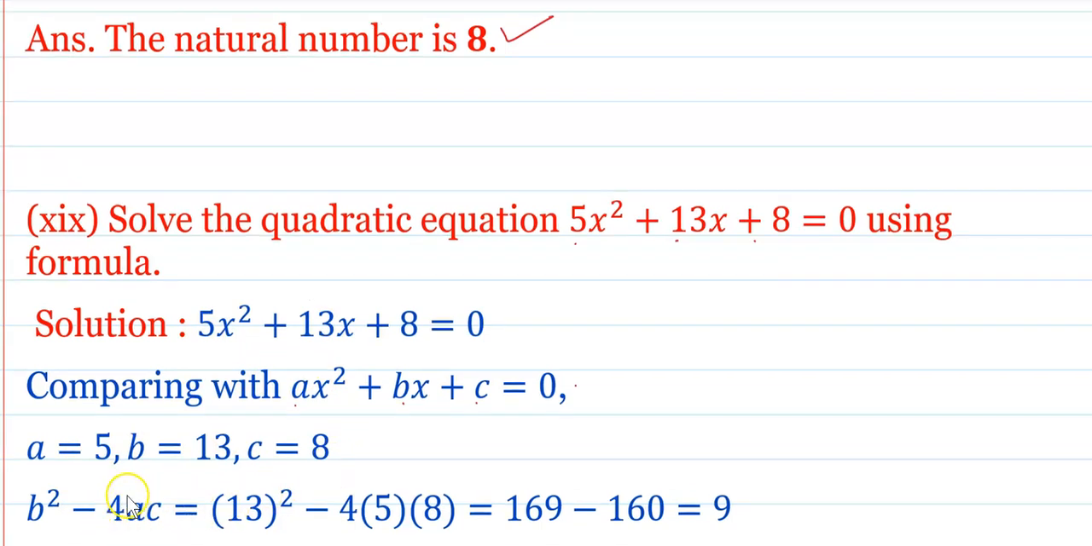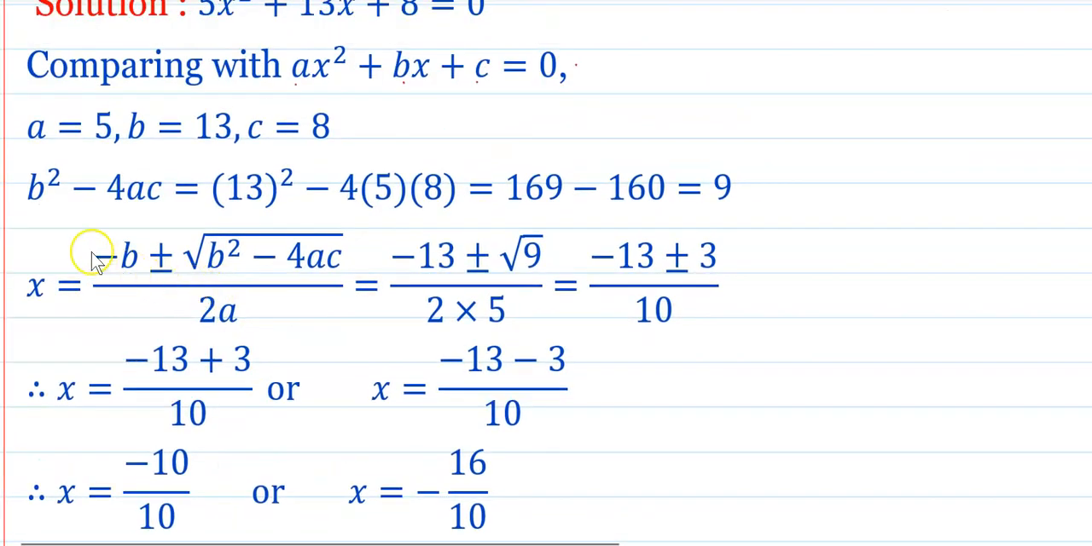Now find out the value of b square minus 4ac. Find out the value of b square minus 4ac. 13 square minus 4 into 5 into 8. 13 square is 169. 4 into 5 into 8, you will get 160. 169 minus 160, you will get here 9.